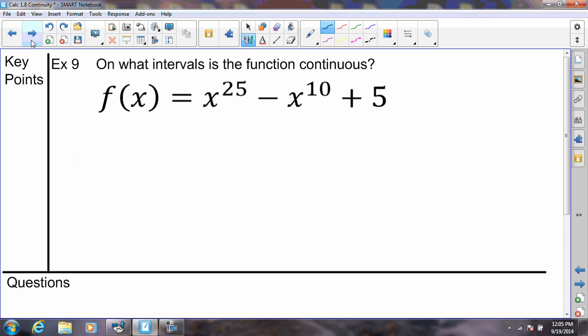For example, here, where is this continuous? Everywhere on all of the real line, all real numbers. Why? It's a polynomial. And the domain of polynomials is the entire real line.